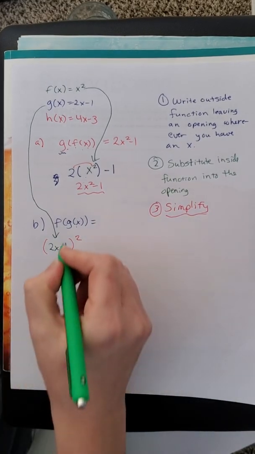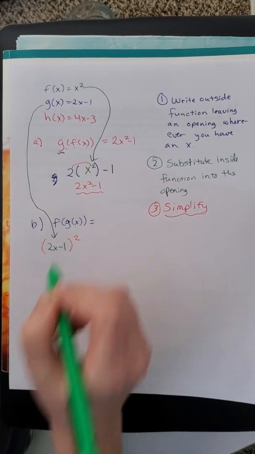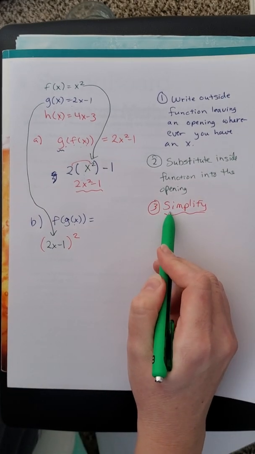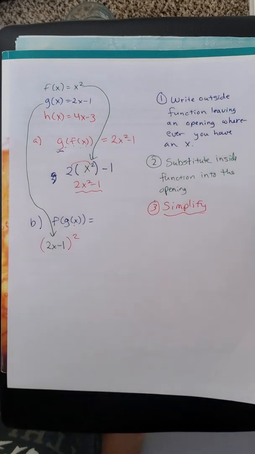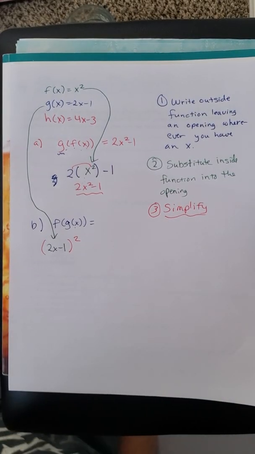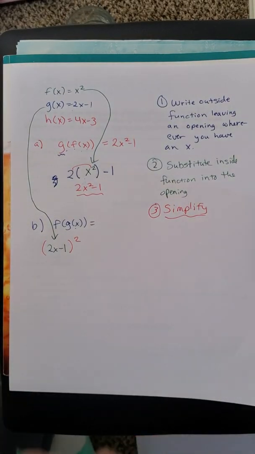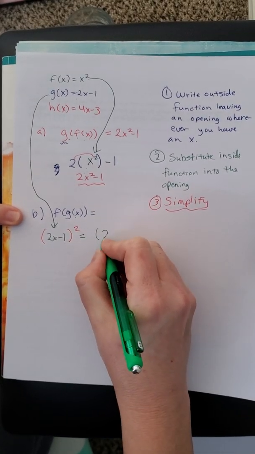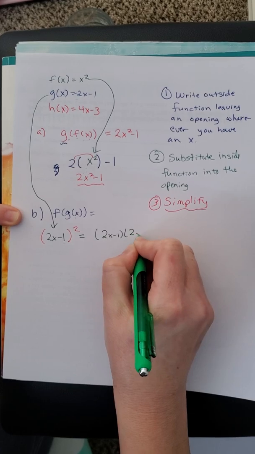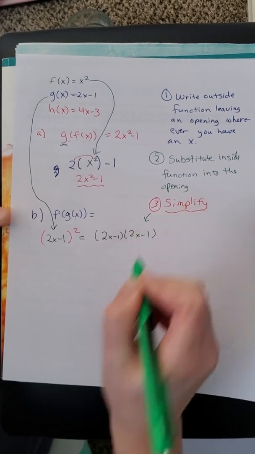Now, I'll remind you, there's no distributing. This third step is simplify. That's where I'm at now, is simplify. There's no distributing the squared. The distributive property is for multiplication, not for exponents. So we're going to rewrite this as 2x minus 1 times 2x minus 1. So this is the simplify part.